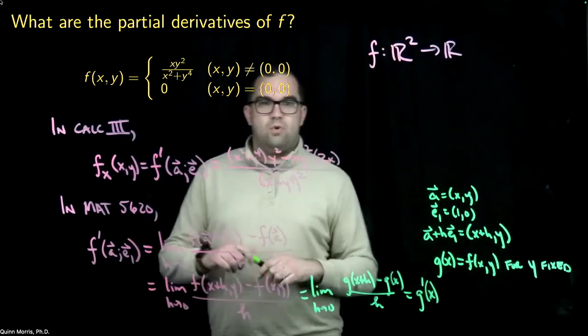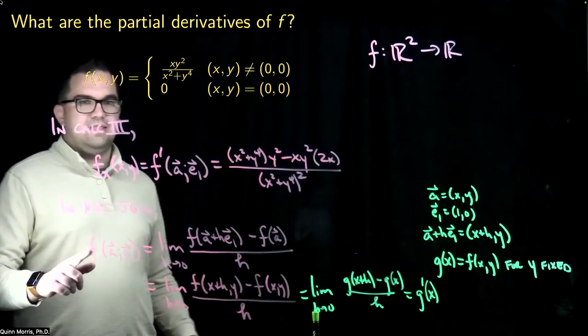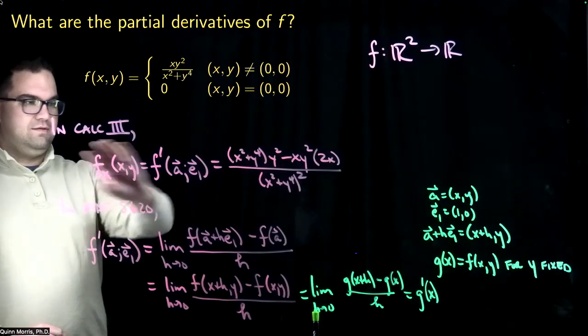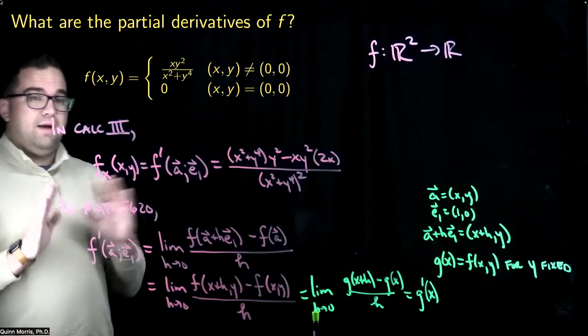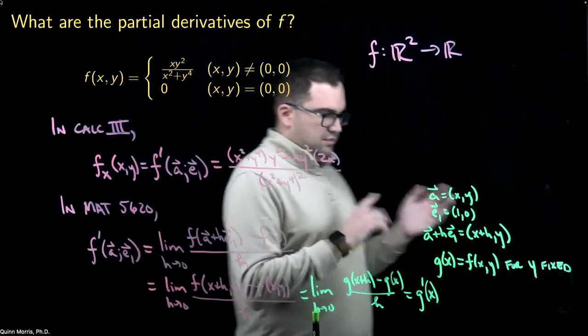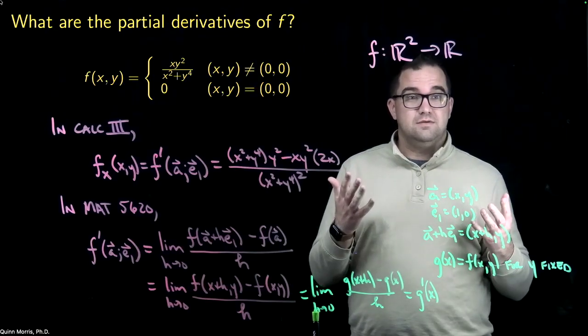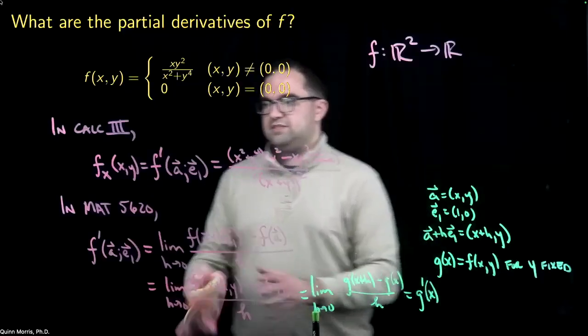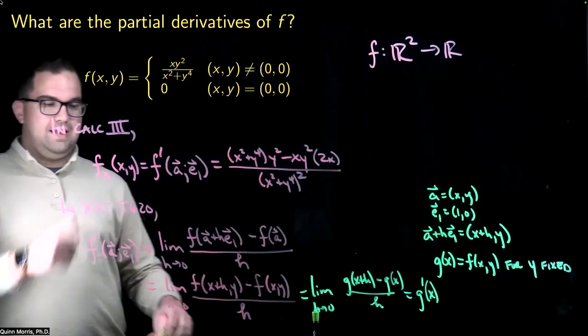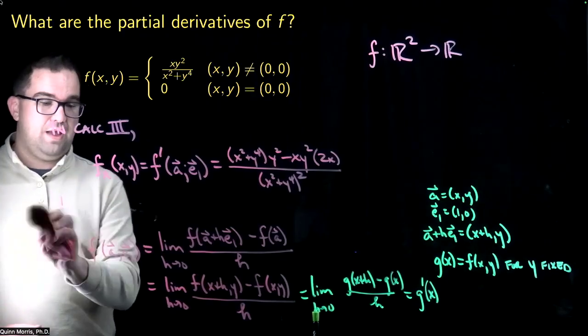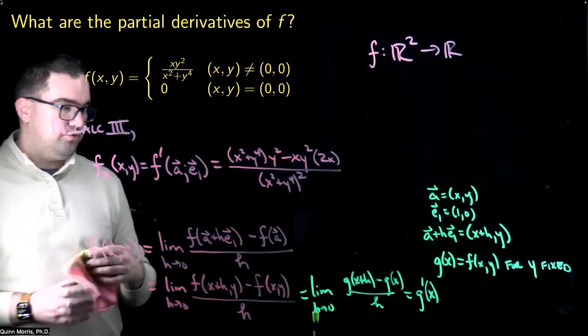Okay. So what we're able to do here is justify that we actually can take partial derivatives simply in exactly the way we did in Calc 3, by just saying, well, just pretend the variable you're not taking a partial derivative with respect to is fixed. So now this doesn't have to be the Calc 3 way versus the Math 5620 way. Now we've justified that this is a valid way to take a partial derivative.